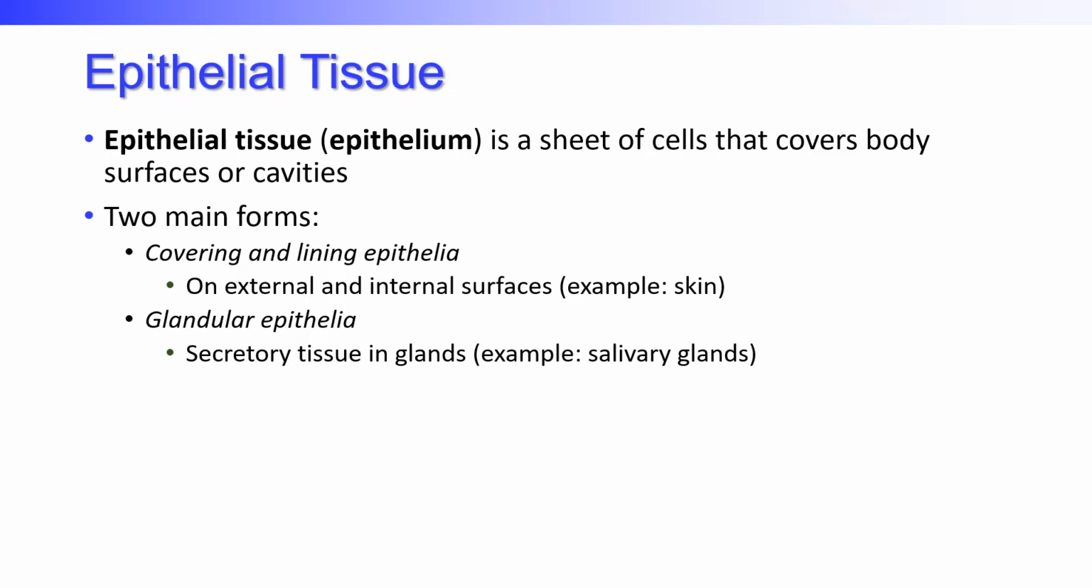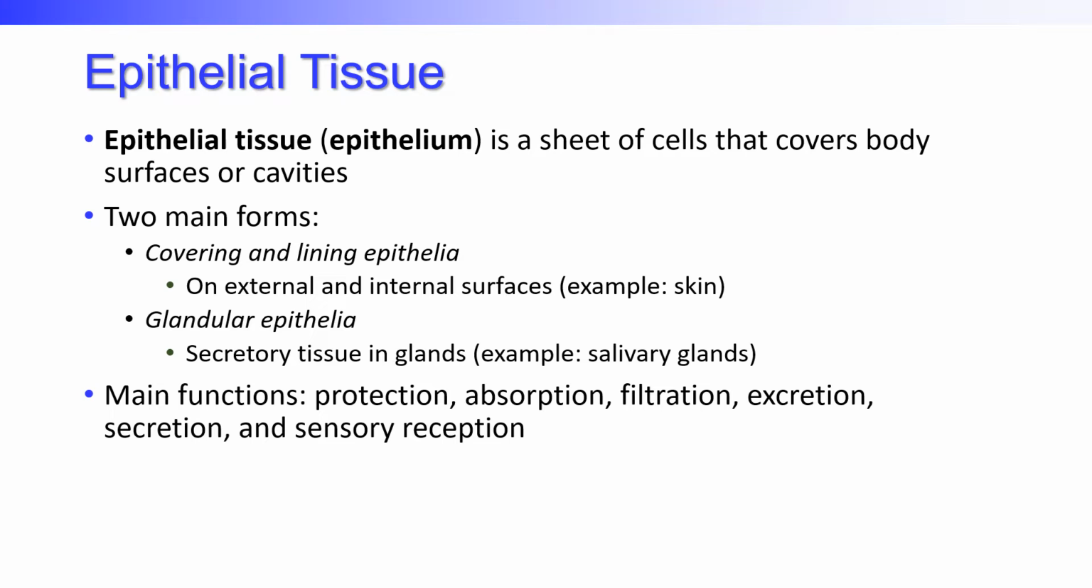So as we see, epithelium can do a variety of functions. It can be protective in nature, such as what we see in our skin. It can perform absorption, such as absorbing something from one area of the body and then moving that substance through itself to another area of the body. That's what happens in the lining of the intestines.